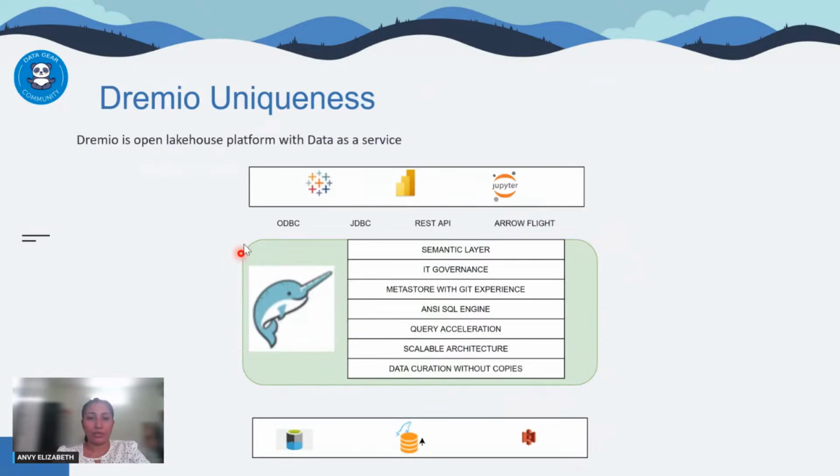This is where Dremio comes into the picture. Here you can see how Dremio sits, loosely coupled with your analytics tools like reports, Power BI, Tableau, or a Jupyter notebook where you can create your data science models. And here are your data sources. They are also loosely coupled. You don't need any particular connectors created to connect to or query your data. Dremio has features like a good semantic layer, good IT governance, a metastore with Git experience, an ANSI SQL engine, query acceleration with the help of reflections, and a very good scalable distributed architecture. And you can create different data curations without actually creating any physical copies. These are the added advantages of Dremio which make it more unique. And it is a very good open lakehouse platform which provides data as a service.